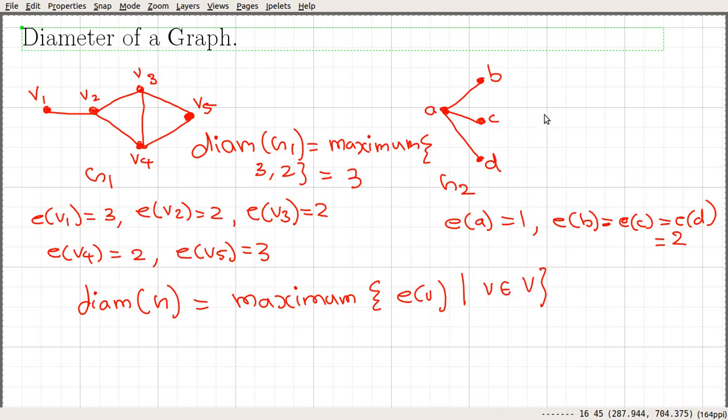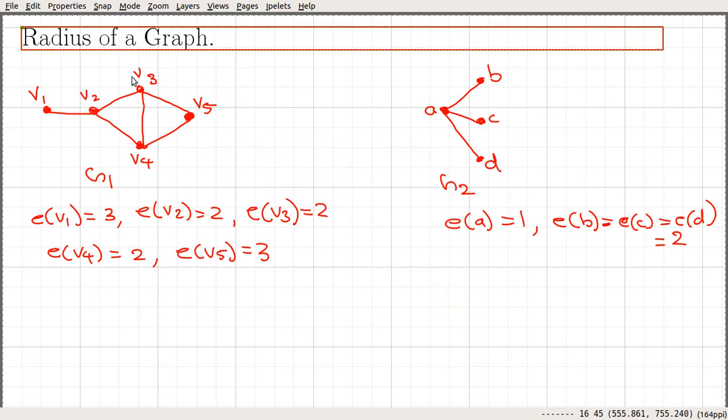Similarly, if you consider this graph G2, the diameter of G2 is equal to the maximum of 1 and 2. So the diameter of this graph is 2. So intuitively you can see that diameter is nothing but the distance between the farthest vertices in the graph.